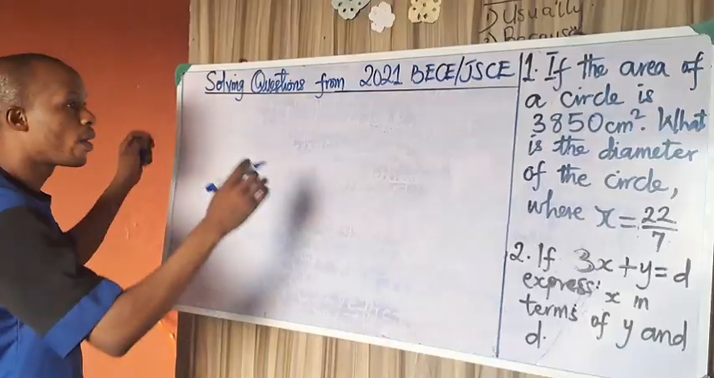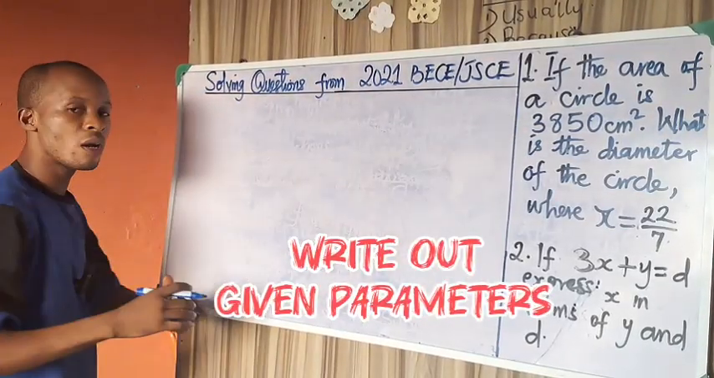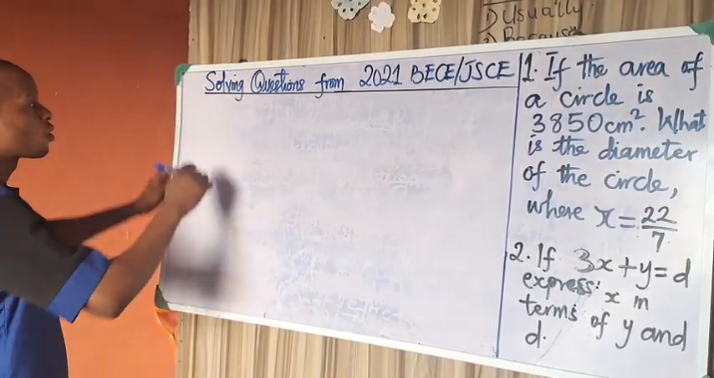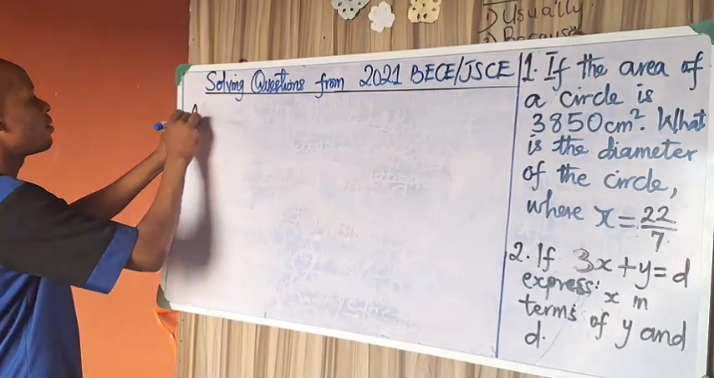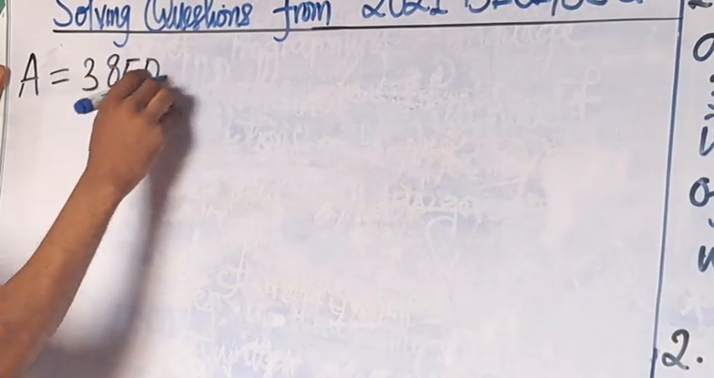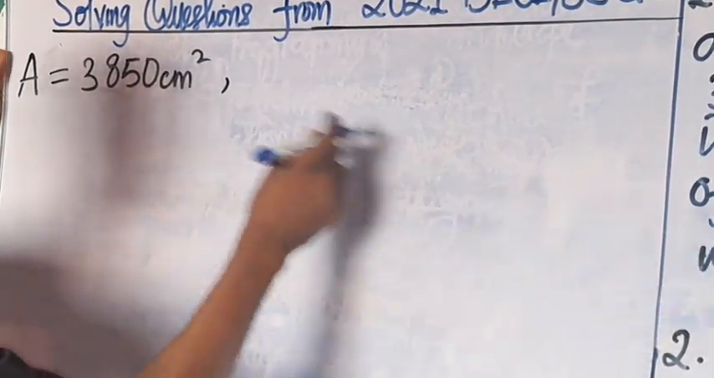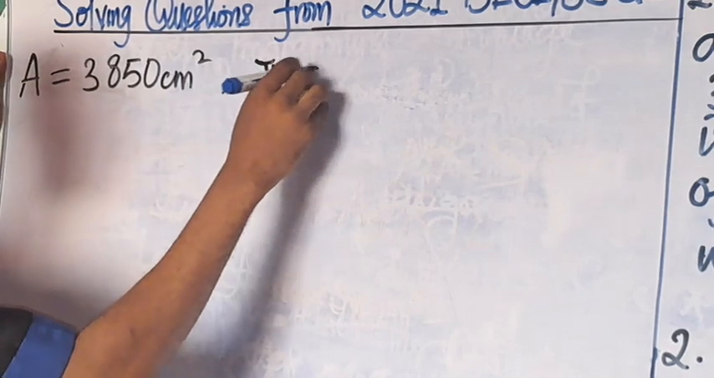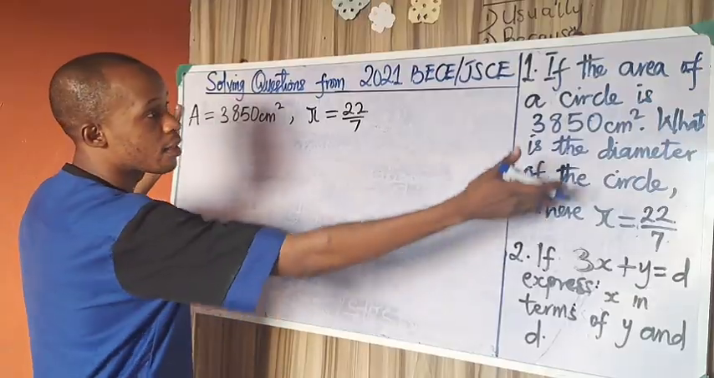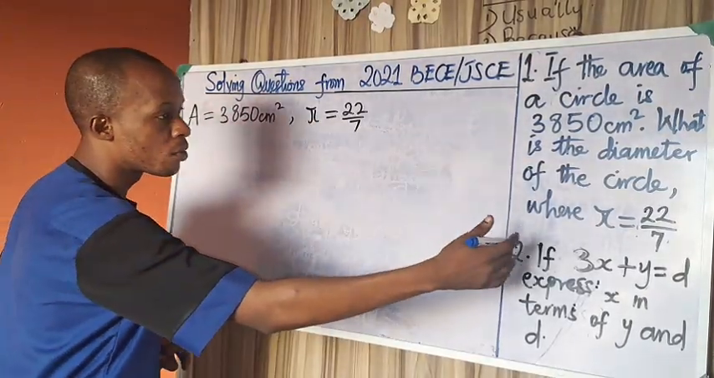So let's go. We are going to bring out the parameters in question 1. What do I mean by parameters? Given values. First we are given the area of the circle to be 3,850 centimeters square, and from the question we were given pi with value 22/7, and I think that's all we have from the question. These are the parameters, given values from the question.